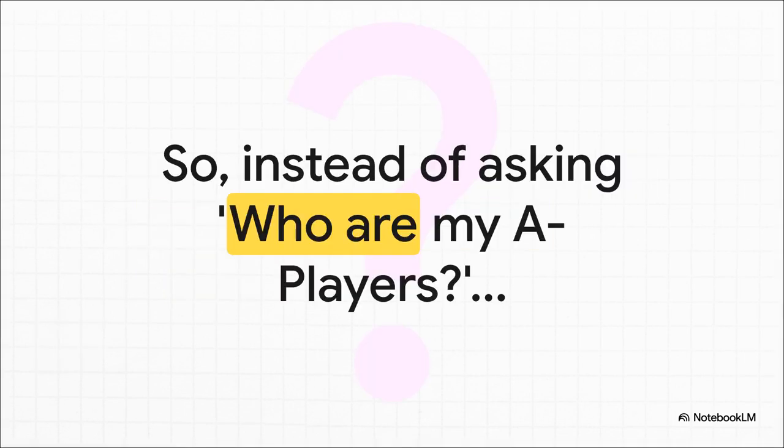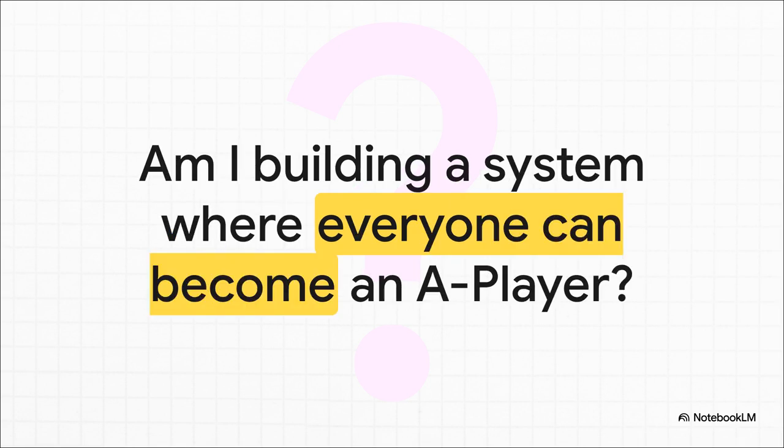So, when you put it all together, it's clear we've been asking the wrong question all along. Instead of asking, who are my A players? Maybe the real question, the better question, is this. Am I creating a system where everyone has the potential to become an A player? See the shift? It moves the focus away from labeling and judging your people and puts it squarely on you, the leader, to build an environment where everyone can thrive. And that's a real game changer.